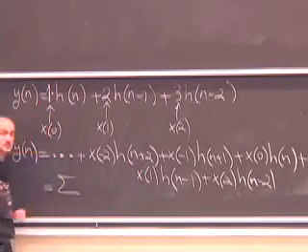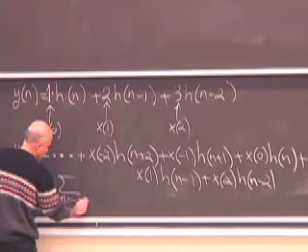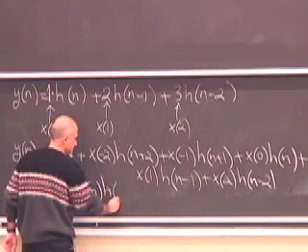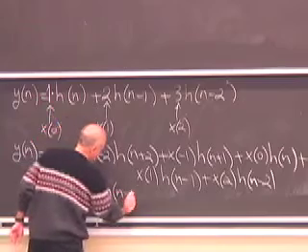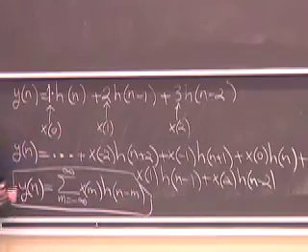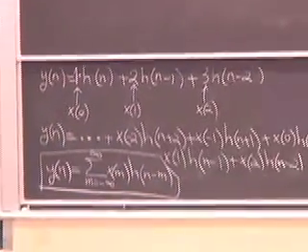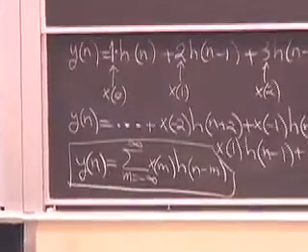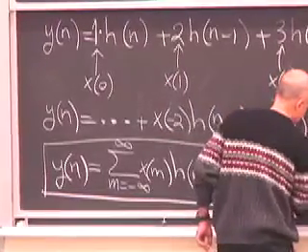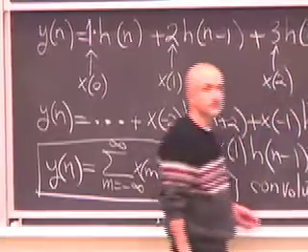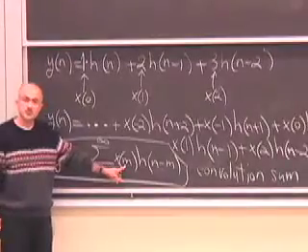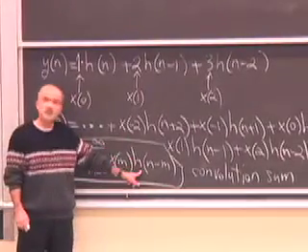I can write this in a closed form. It would be the sum from m equals minus infinity to infinity of x of m times h of n minus m. Congratulations. This, as you've probably seen in this week's problem set by now, is called a convolution sum. It tells you the relationship between any arbitrary input and the output of an LTI system.